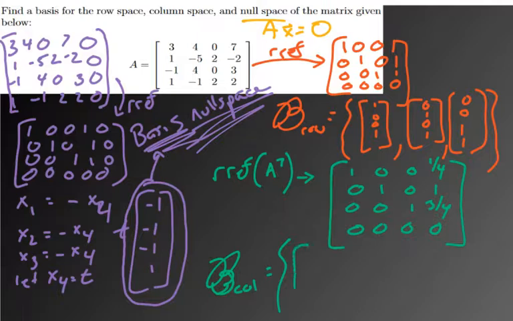And so we get 1, 0, 0, a quarter. And then we get 0, 1, 0, 1 again. And then we get 0, 0, 1, and 3/4. And that's it.